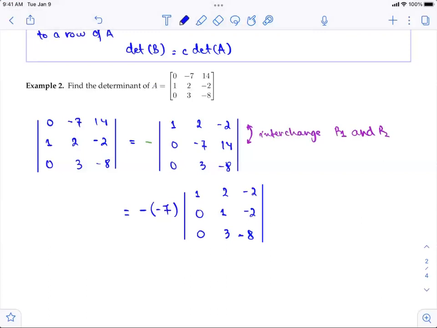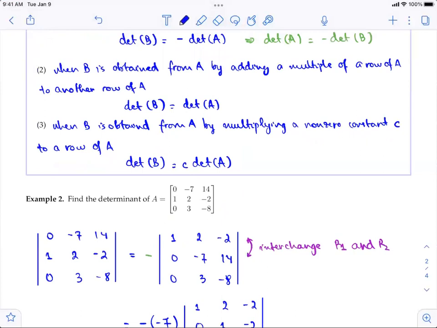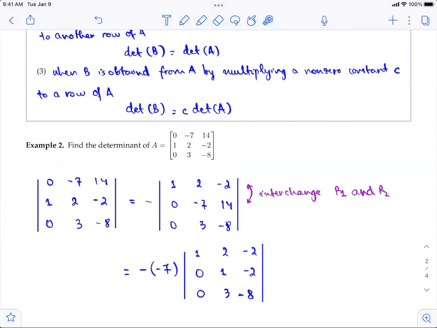Now, you may wonder, why is that the case? We haven't talked about factoring yet. We only talked about multiplying a non-zero constant to a row of A, right? What you want again to do is multiply the second row by -1/7, right? Okay, so bear with me here. So you multiply by -1/7. So the determinant of B is equal to -1/7 of the determinant of A.